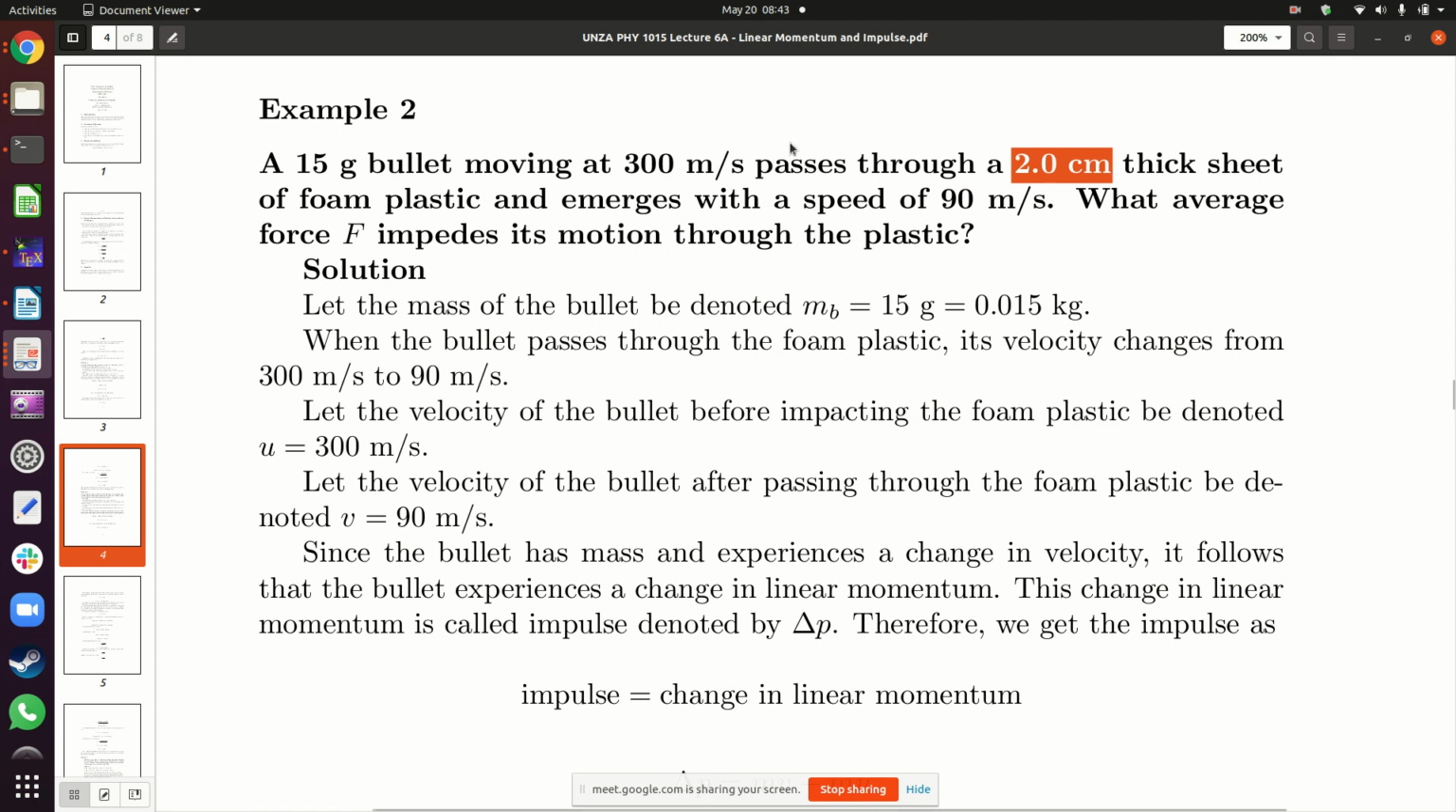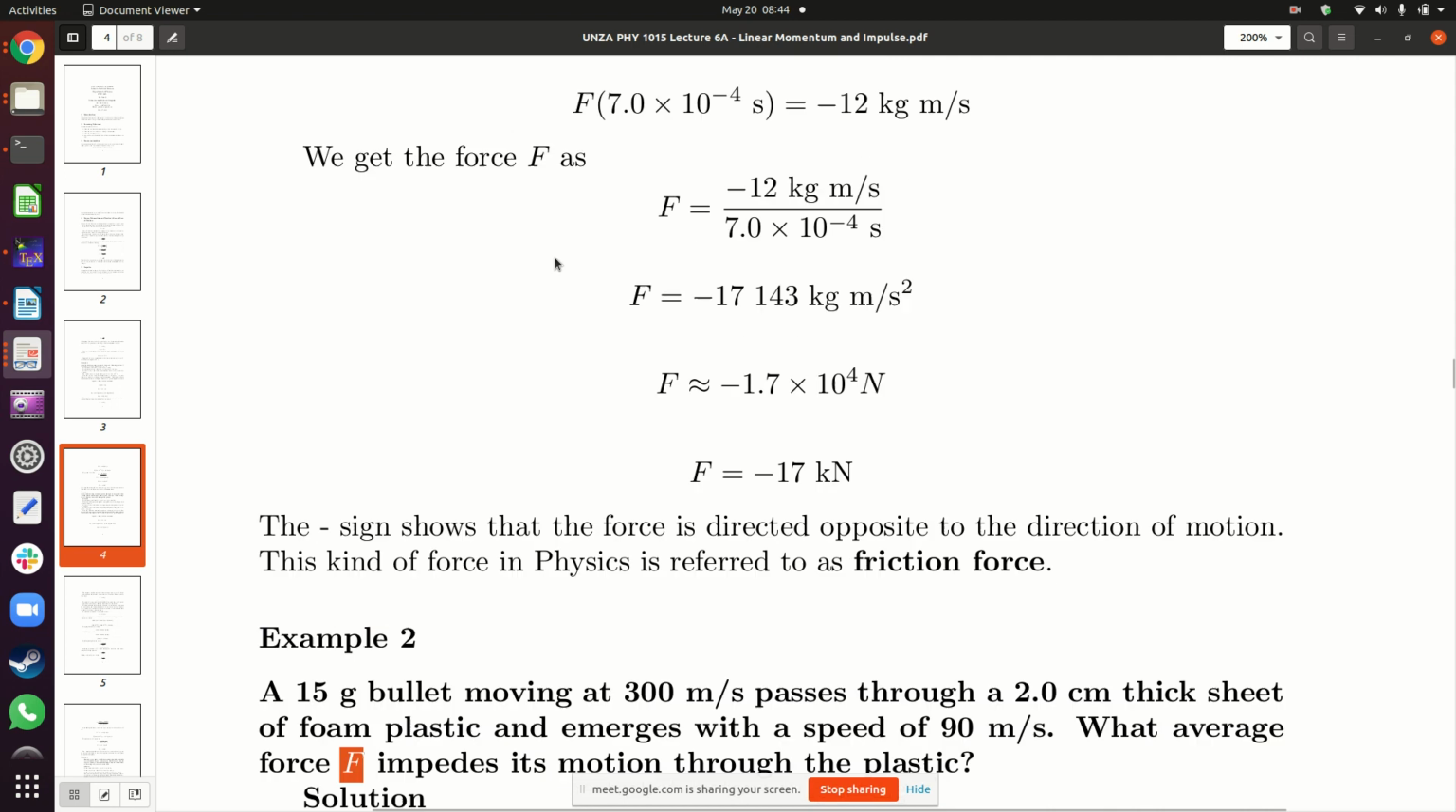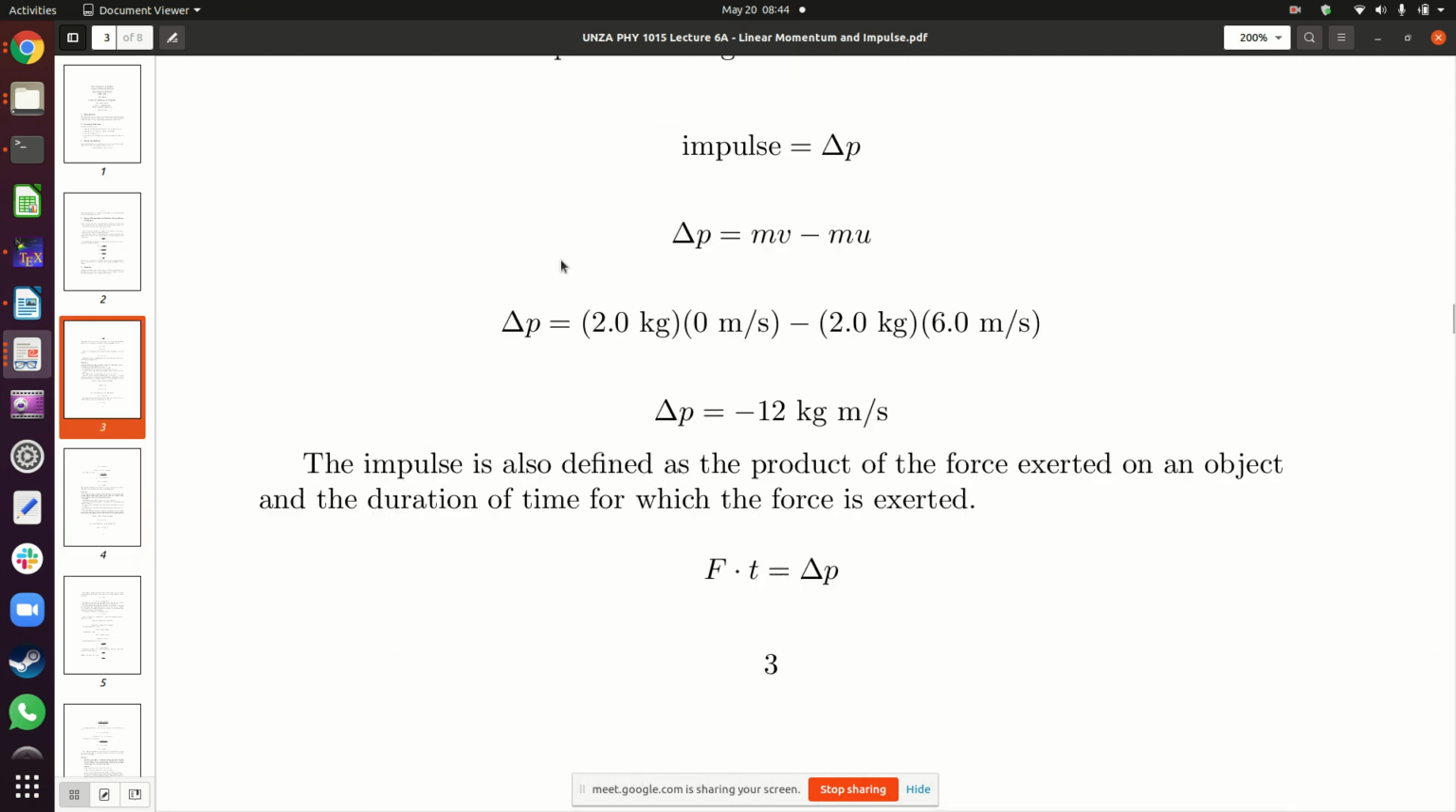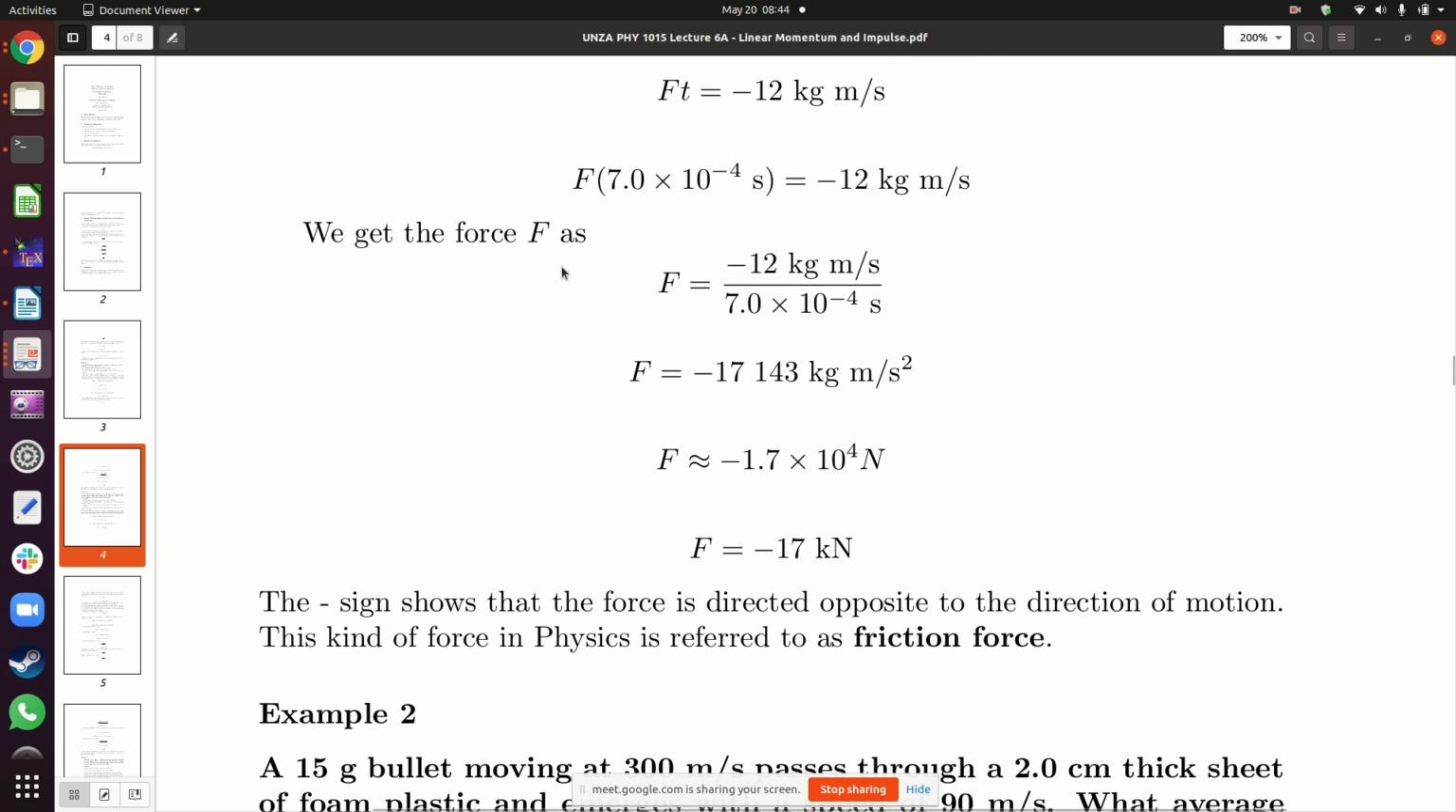So as you can see here, there is a change in momentum because the bullet's mass did not change, but the velocity of the bullet changed. So there's a change in momentum. If there's a change in momentum, we can find out what the impulse is. Once we find out what the impulse is, it becomes possible for us to find out what force is impeding the object. But in this case, the difference is, unlike in example 1, in example 1 we were given how much time it took the object to come to a stop. In this case we are not given the time.